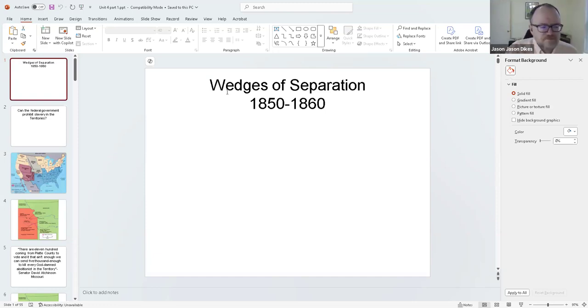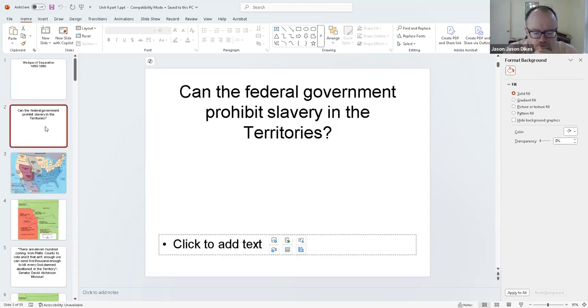The chief question that fuels the wedges of separation, nearly every one of them in one way or another, is this question over whether the federal government could prohibit slavery in the territories. Now, we've already seen one of the wedges of separation. That was the Wilmot Proviso back in Unit 3, where they had tried to stop slavery from going into any territory that had been gained from Mexico. And that, of course, had failed. So, again, this is about the territories.